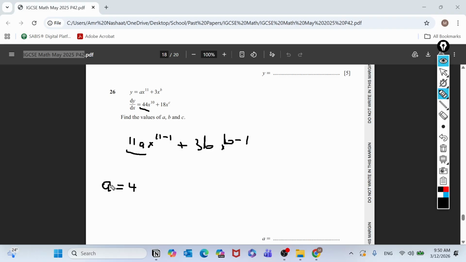Let's say 3b equals 18. So b equals what? 6. And b minus 1, and b is 6, so 6 minus 1. c is equal to 5. Okay, 4, 6, 5. Simple. Not bad.